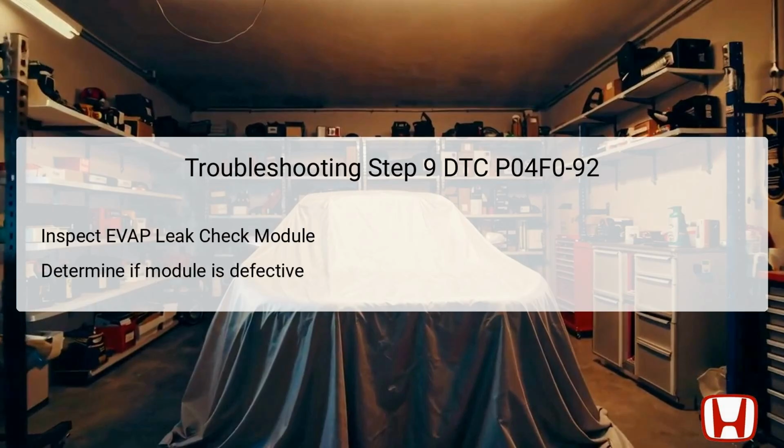The final troubleshooting step focuses on the Evap Leak Check Module. Should all previous inspections yield normal results, this module is typically the last component to evaluate. A defective Evap Leak Check Module can lead to erroneous DTC readings and thus requires testing to ascertain its proper function. If the module fails to operate within specified parameters, replacement or repair may be necessary.